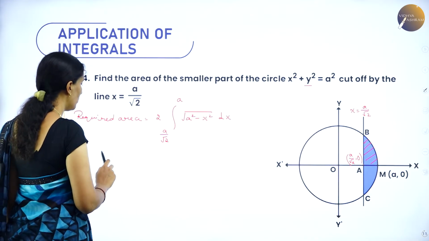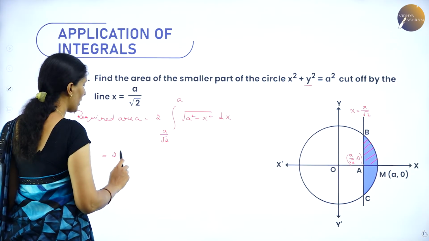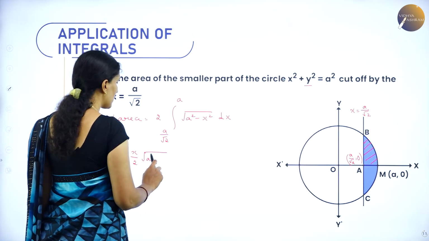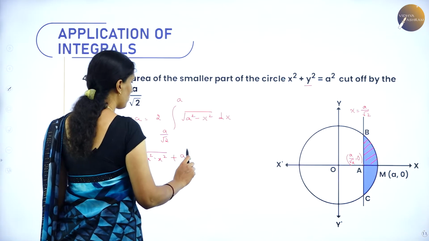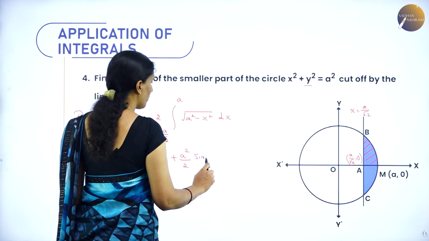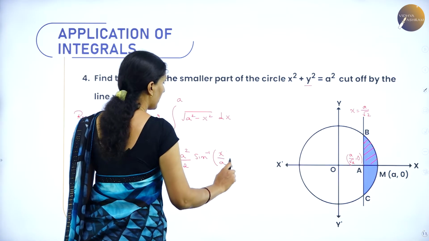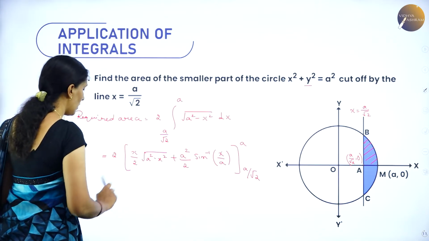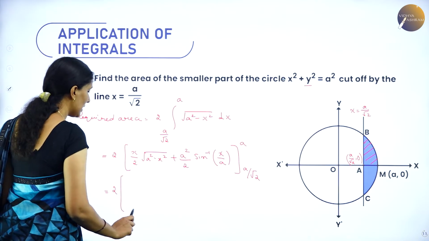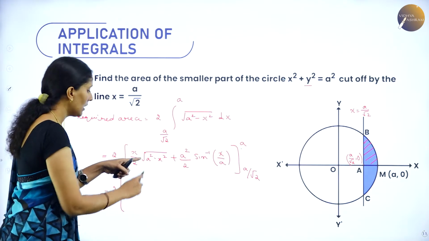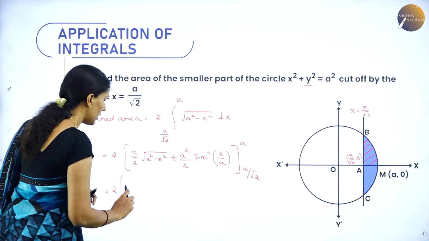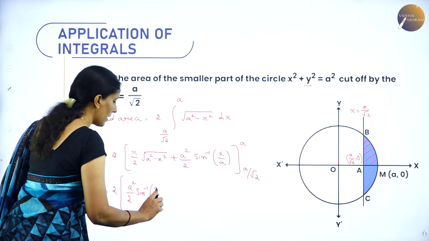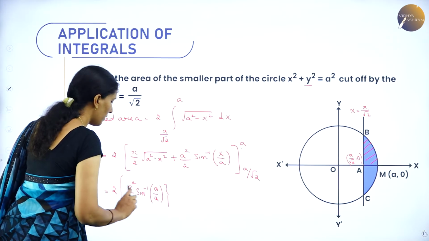So now I have to apply the integrals. So 2 times, it becomes x by 2 root of a square minus x square plus a square by 2 sin inverse of x by a, and the limits are from a by root 2 to a. So let me keep 2 outside and apply the limits. If you put a here, the first term becomes 0. Now here it becomes a square by 2 sin inverse a by a. So this is for the first limit.